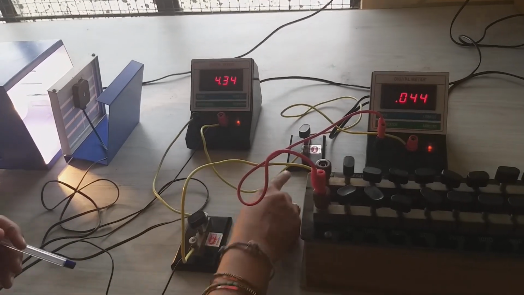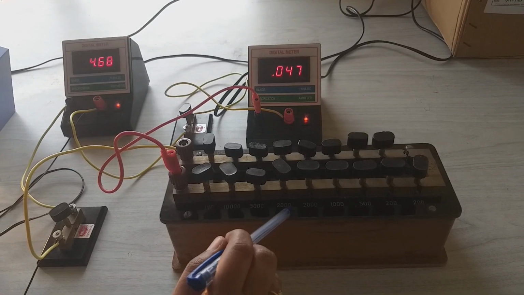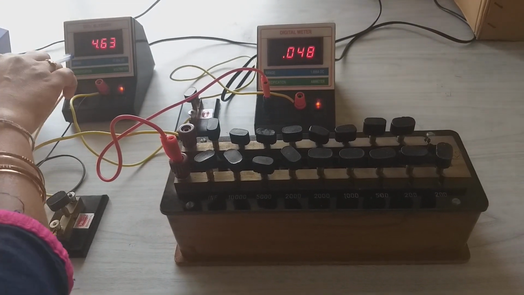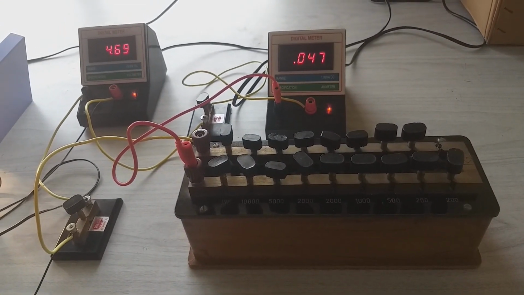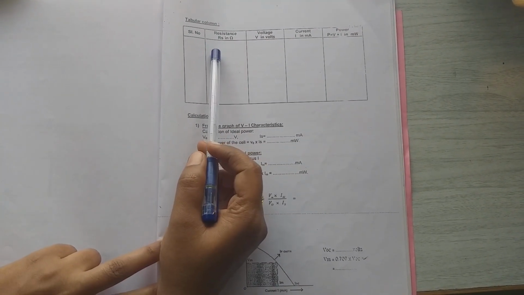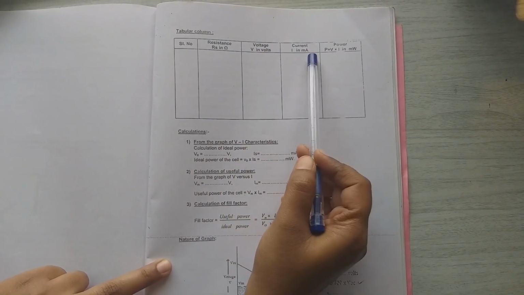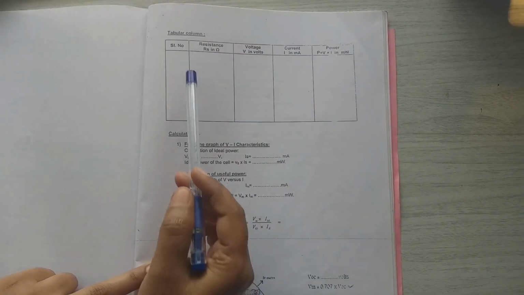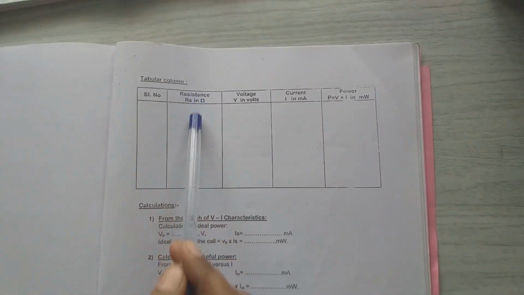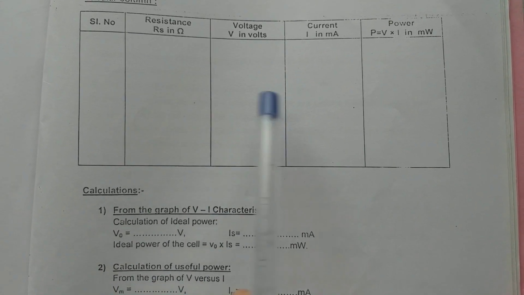Next, close both the keys and adjust the value of resistance RS in such a way that we obtain the value of voltage near to V0. Here it is 4.69. Then increase the RS value in equal intervals. Then note down the corresponding voltage and current readings with respect to RS. Take up to 20 readings and tabulate them.